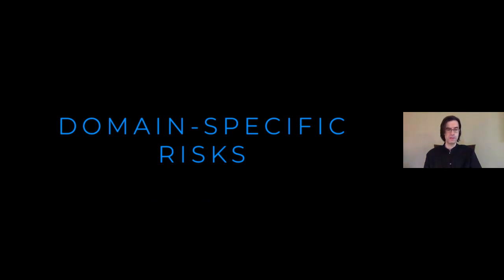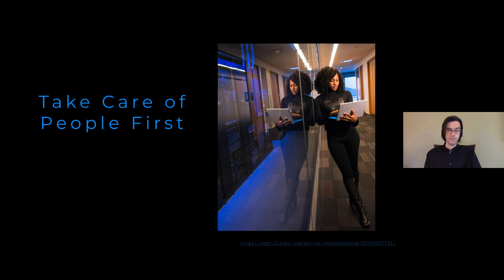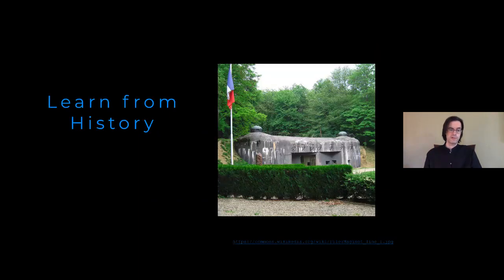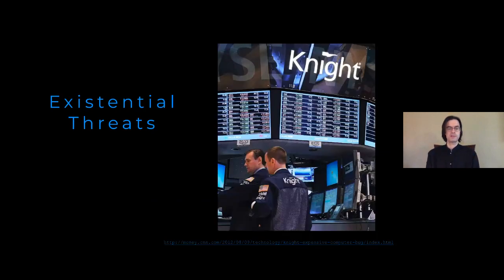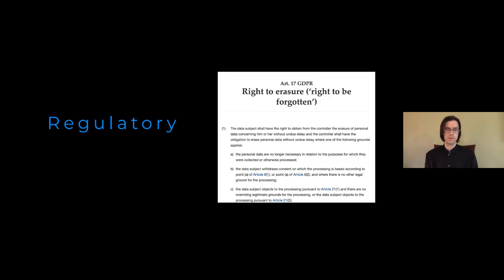Some things to consider. We need to take care of people first. We need to learn from history, which we might do by talking to business analysts or red team members about past experience. We need to consider existential threats. In 2012, a software bug caused Knight Capital's high-speed trading system to issue millions of bad trades over 45 minutes, costing the company $440 million and effectively ending their business.